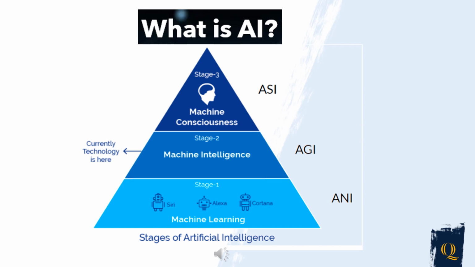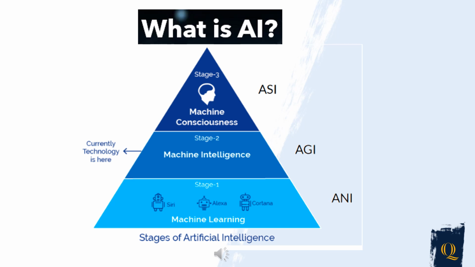Moving up the pyramid, we reach step 2. Machine intelligence, also known as Artificial General Intelligence, or AGI. This represents AI systems capable of understanding, learning, and applying knowledge across a wide range of tasks, similar to human intelligence. AGI would allow machines to perform any intellectual task a human can do, including reasoning, problem solving, and adapting to new situations.